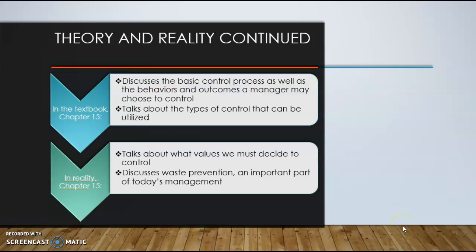So this is Theory and Reality continued. Now we're looking at chapter 15. In the textbook, chapter 15 talks about the basic control processes and the behaviors and outcomes a manager may choose to control. It also talks about the types of control that can be utilized. In reality, chapter 15 sort of encompasses what values you need to decide to control. So what's important to you in a business? What kind of values do you want your clients to see? Do you want the whole world to see?